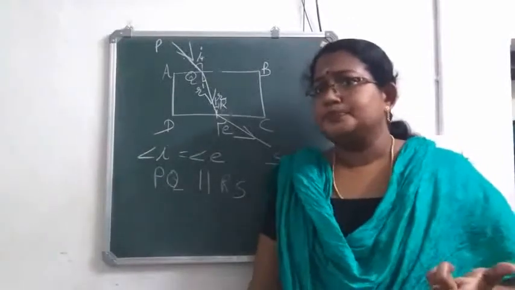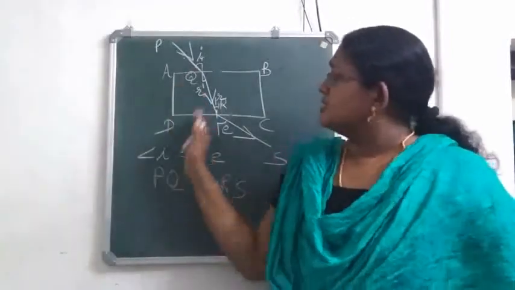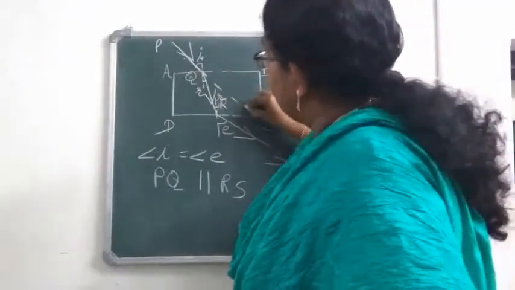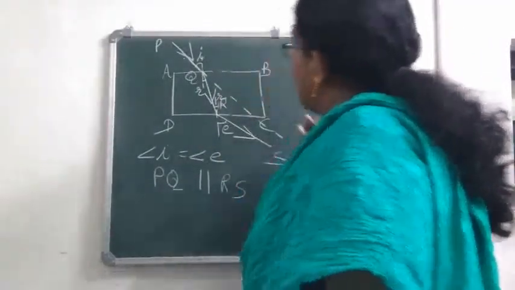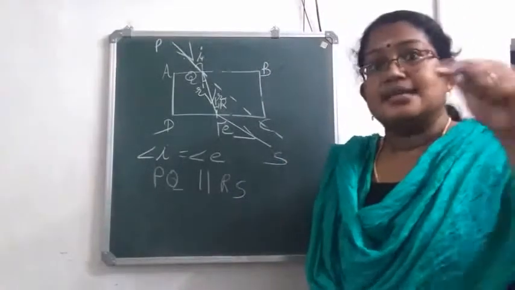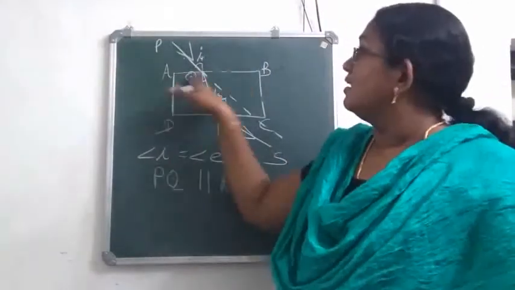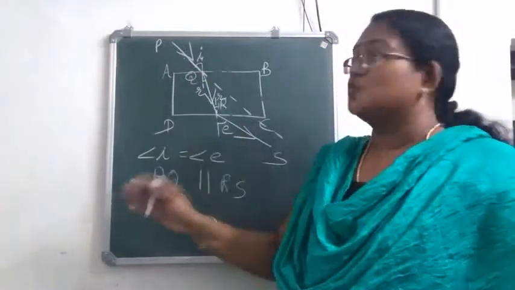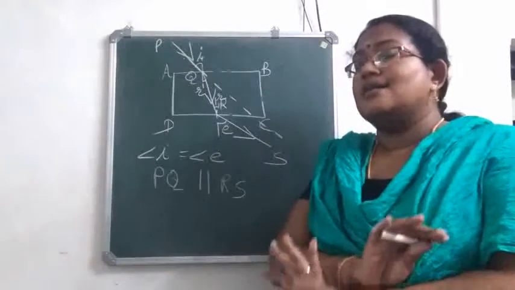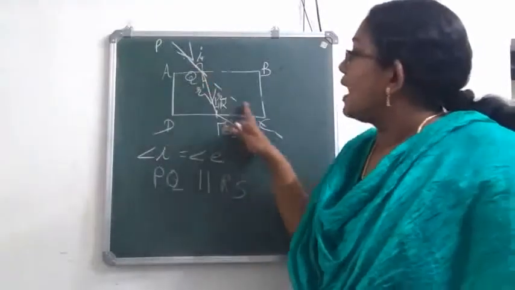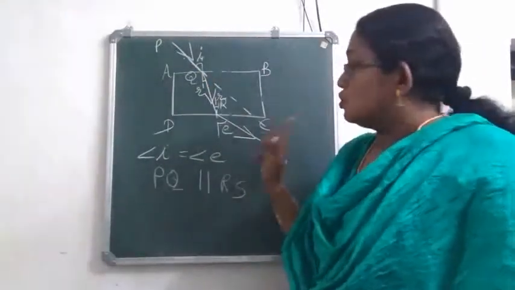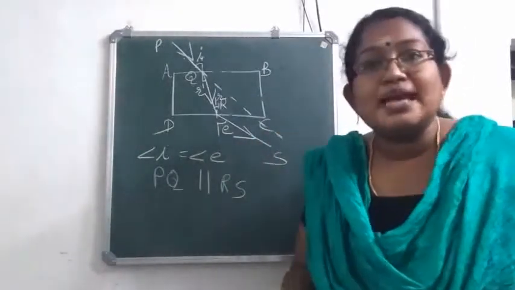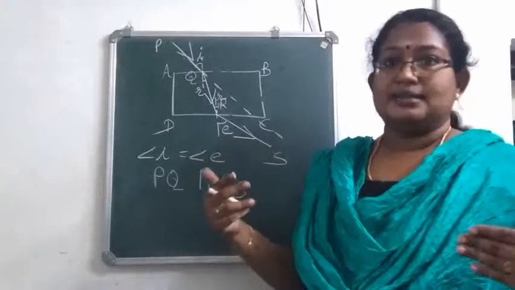Is it clear? Now, here you can see that if no glass slab was there, the incident ray would have gone like this, isn't it? Since the glass slab is there, the incident ray has undergone refraction and it bends towards the normal. If the glass slab was not there, it would have gone like this. So, actually the emergent ray is displaced from its original path, isn't it?